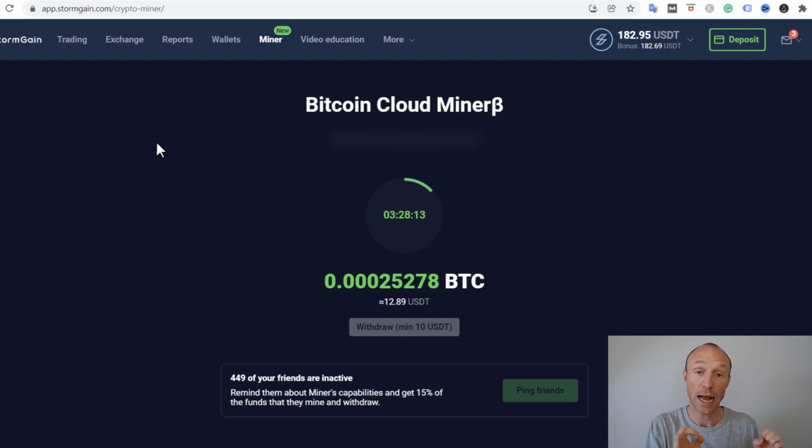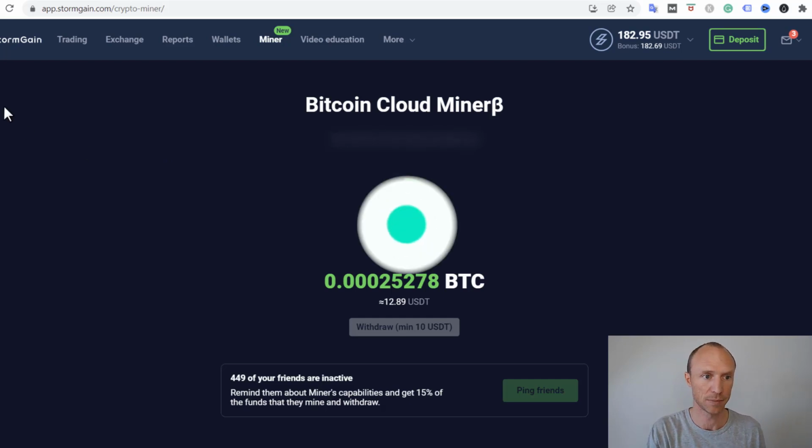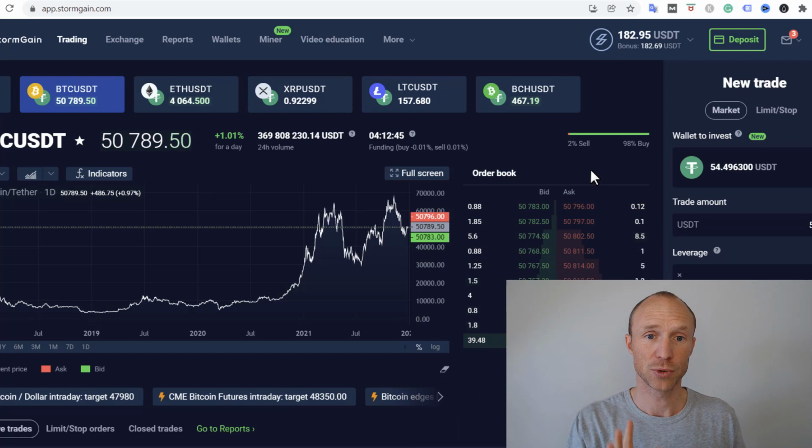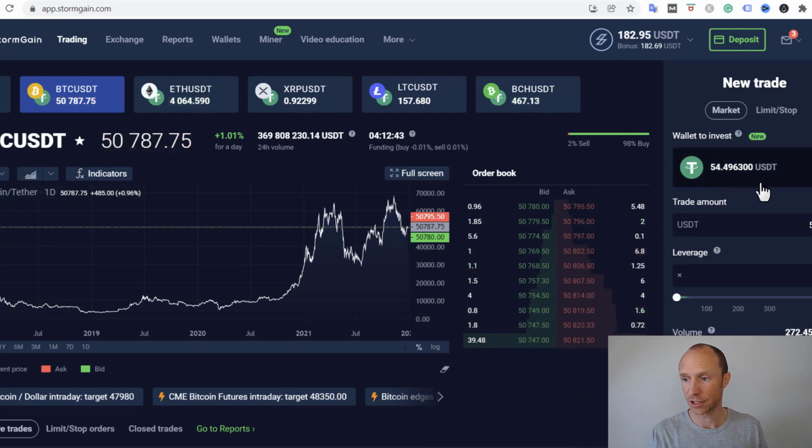So let's now go over how to set up a trade step by step. Once you have used the miner to earn and have withdrawn, you will see it here in your wallet. You will also see up here how much you have in total. You can see the bonuses I have.